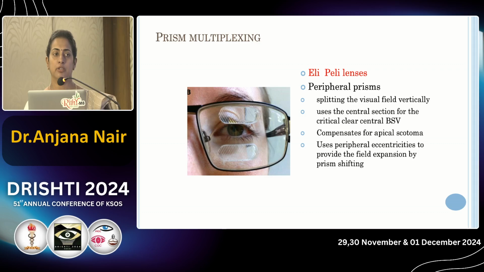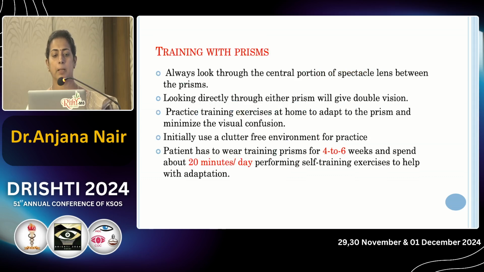So a solution to some extent to this problem is prism multiplexing, where you use Peli lenses. Peli lenses are simply sectoral prisms which are placed superiorly and inferiorly on a carrier lens. So what happens is the central area is prism free and the patient can have binocular single vision, whereas the superior and inferior portions can be used for field expansion. So training with prisms is very important before dispensing. 20 minutes per day activities for 4 to 6 weeks is recommended for the patient to get adapted to prisms.